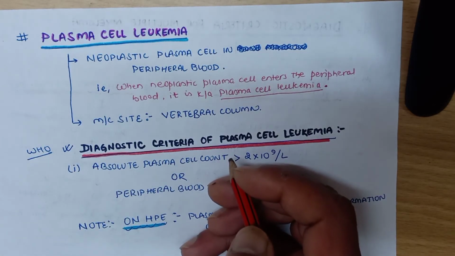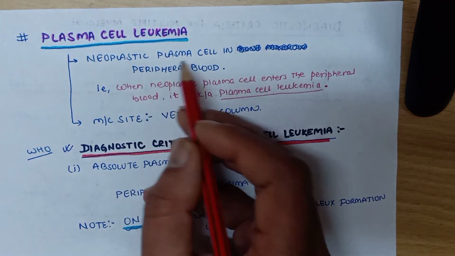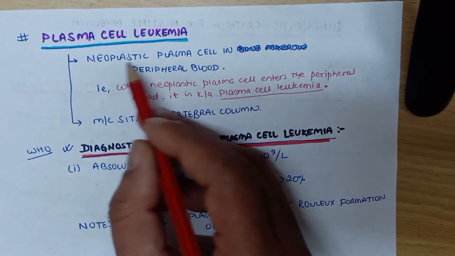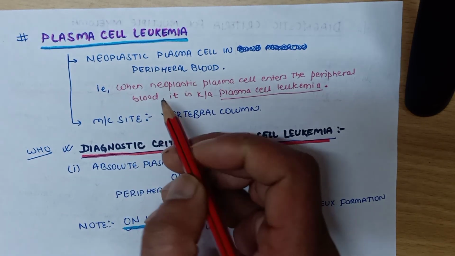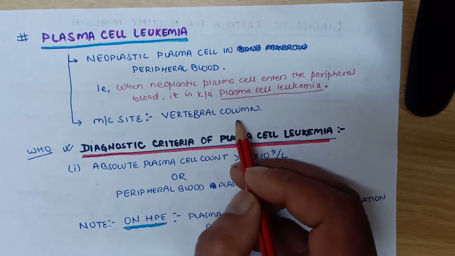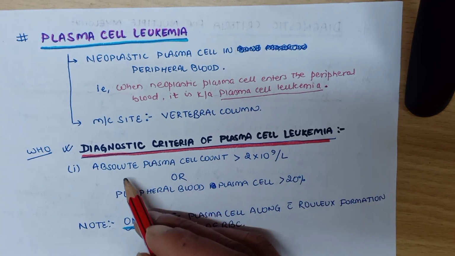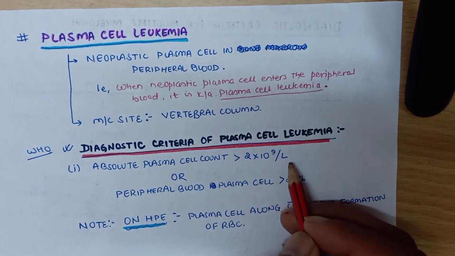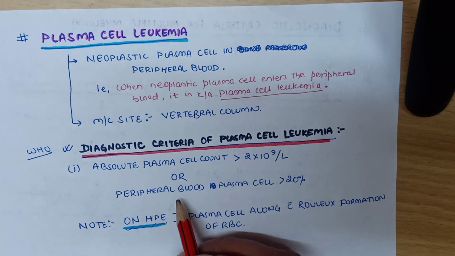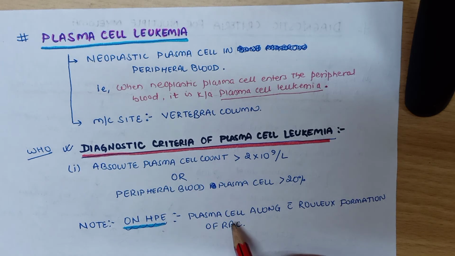Now we'll discuss plasma cell leukemia. So what is plasma cell leukemia? Whenever there is neoplastic plasma cell in the peripheral blood, it is known as plasma cell leukemia. The most common site is the vertebral column, and there is only one diagnostic criterion for plasma cell leukemia, that is absolute plasma cell count should be more than 2 into 10 to the power 9 per liter, or peripheral blood plasma cells should be more than 20%. On histopathological examination, plasma cells along with rouleaux formation of RBC is seen.